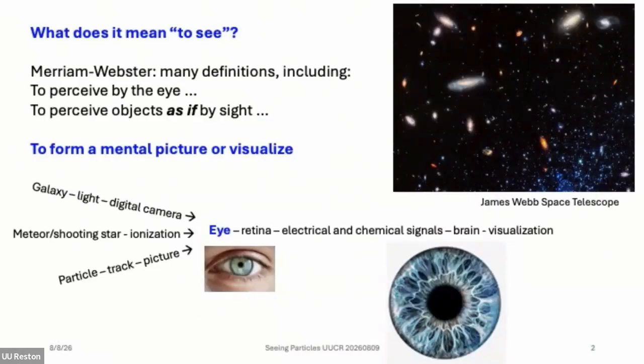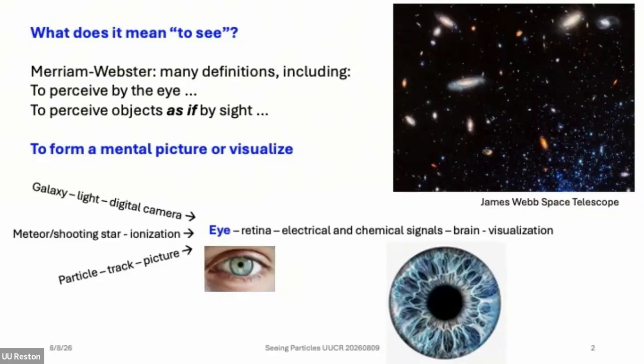The next slide, I'll talk about what does it actually mean to see things. Bob and Tilly here said, how can you actually say you see things that are much smaller than you can see with the eye? Well, actually, I looked at the Merriam-Webster dictionary. What does it mean to see? And there are many definitions about seeing. To be perceived by the eye, to perceive objects as if by sight, or also to form a mental picture or visualize something. So here on the bottom you see a diagram with the eye in the middle, and light comes into your eye from outside. It hits the retina, it sends electrical and chemical signals to the brain where you visualize what is outside your eye. So we're just extending this.